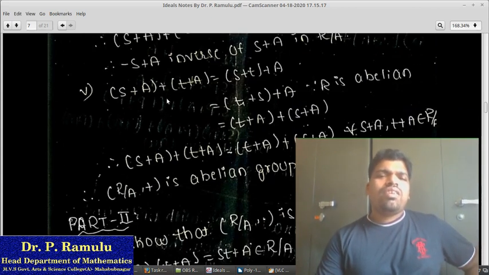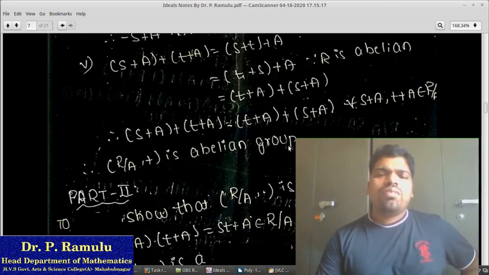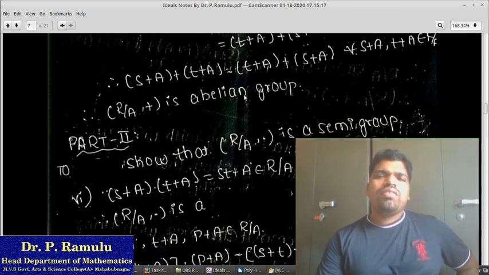Abelian property: s plus a plus t plus a equals s plus t plus a. And t plus a plus s plus a I write as t plus s plus a. By definition, s plus t can be written as t plus s, since R is abelian. So t plus s plus a equals t plus a plus s plus a by definition. So R by A under plus is an abelian group.